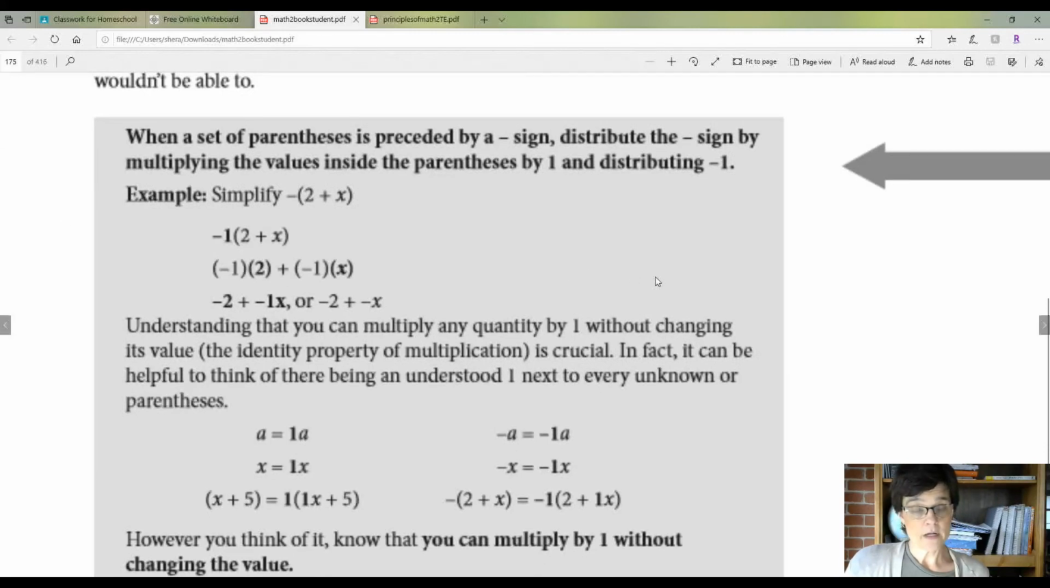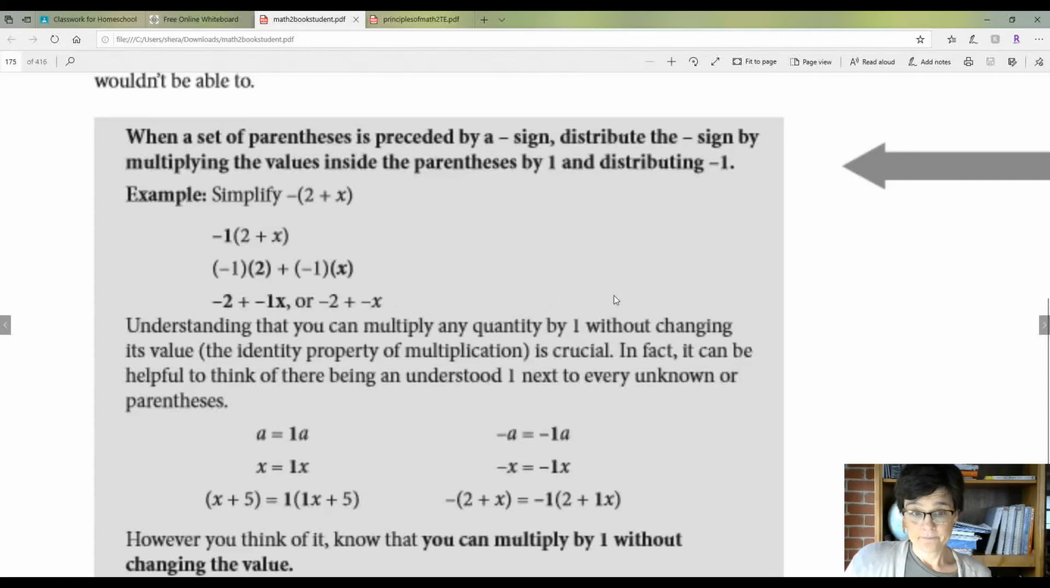Now let's look at the gray box. These are always the important boxes. When a set of parentheses is preceded by a negative sign, such as this, distribute the negative sign by multiplying the values inside the parentheses by 1 and distributing negative 1. So this would be the same as saying negative 1 times 2 plus negative 1 times x.